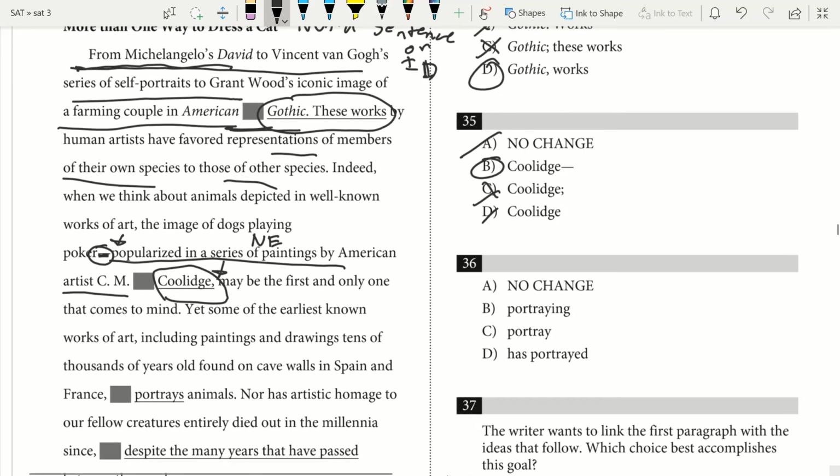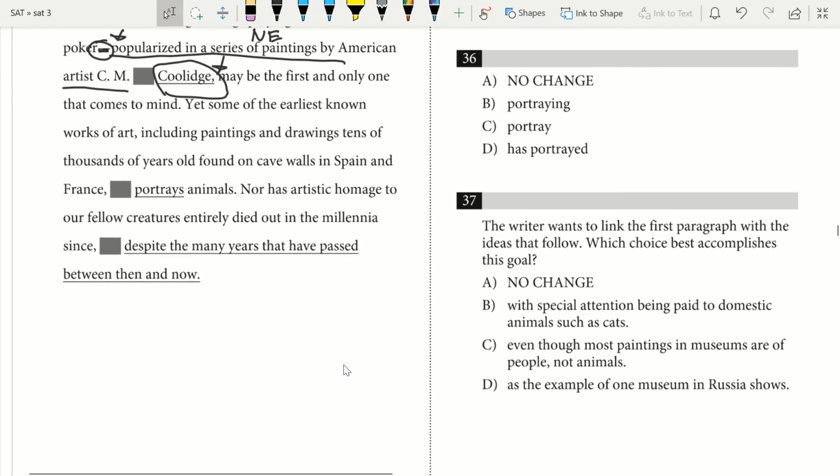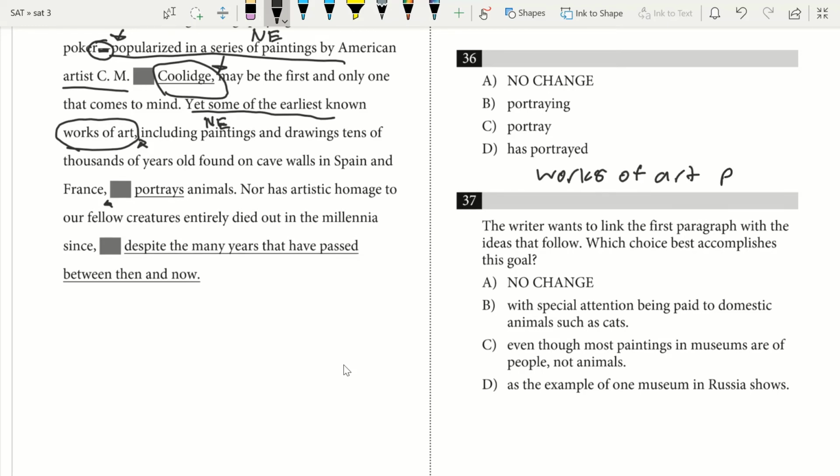Maybe the first and only one that comes to mind, yet some of the earliest known works of art, including paintings and drawings tens of thousands of years old found on cave walls in Spain and France, portray animals. And here's how I know it's portray. When we see our comma here and we see our comma here, we know this is going to be our non-essential phrase or clause, which means as we read the sentence, we go, yet some of the earliest known works of art. Okay, so works of art is going to be my noun, portray is going to be my verb. Well, works of art is plural, right? So we would say works of art portray animals.